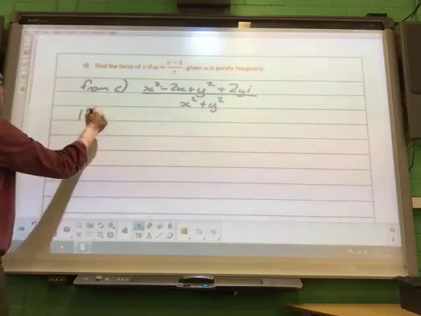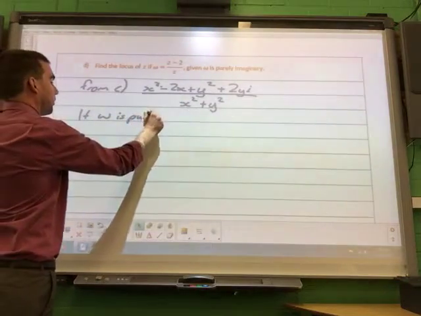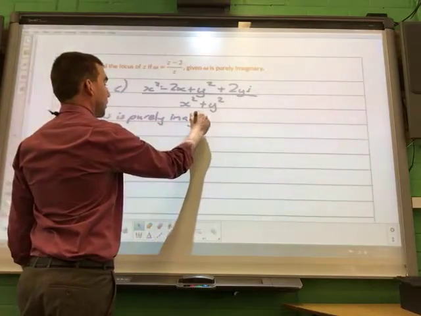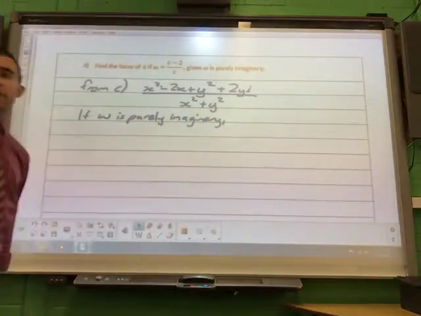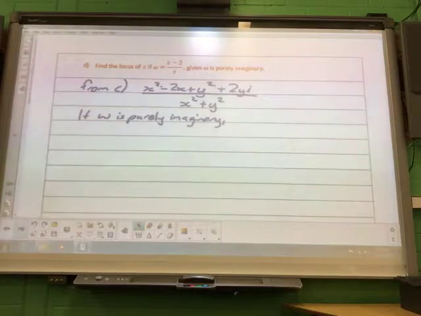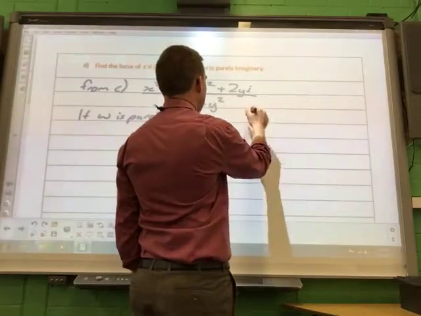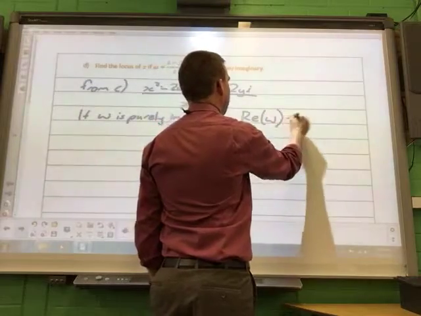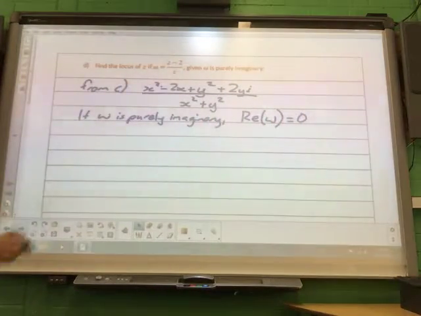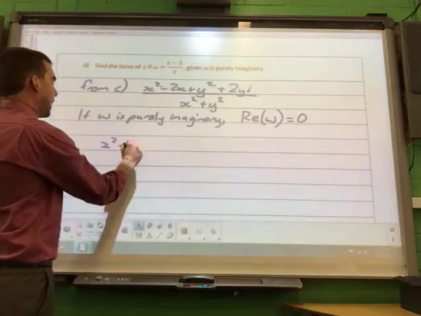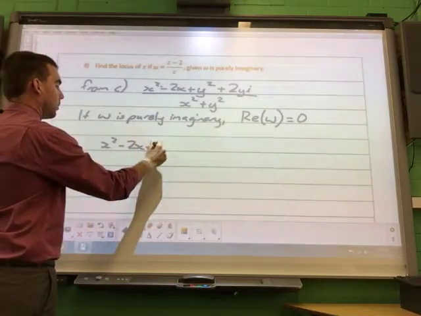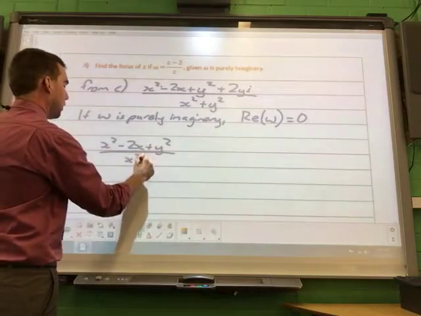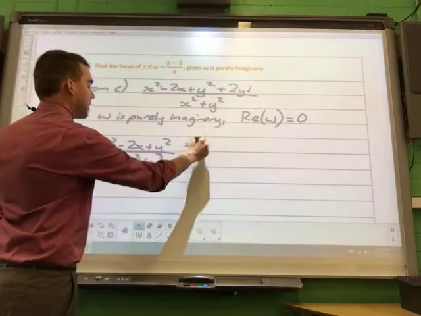So if omega is purely imaginary, what can you tell me about the general complex number omega, if it's purely imaginary? Okay, so if omega is purely imaginary, then the real part of omega must be 0. So x squared take away 2x plus y squared over x squared plus y squared has to be 0.